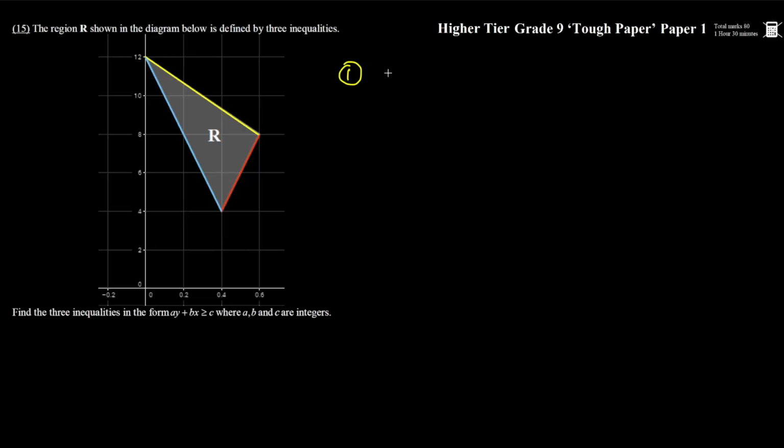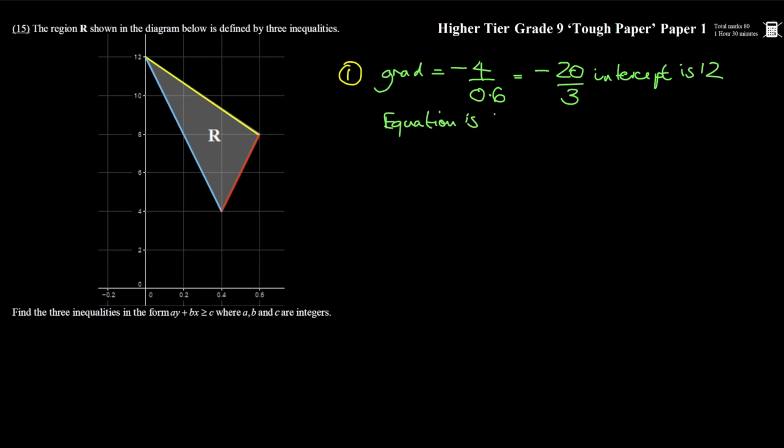So looking at line 1, the gradient is negative. It falls 1, 2, 3, 4, and the run is 0.6. So getting that fraction into a slightly better form, this is equal to negative 20 over 3. And the intercept is 12. So its equation is y is equal to negative 20 over 3 x plus 12. And that's the equation of the yellow line.